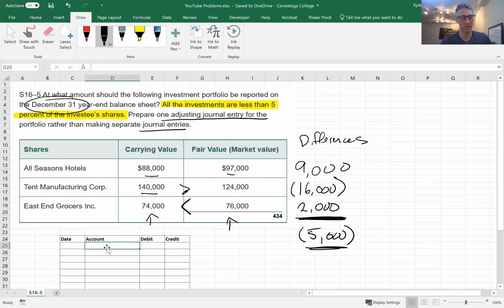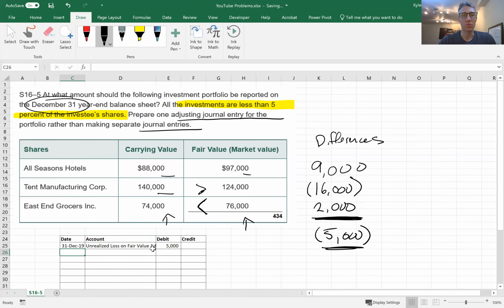So I'm going to debit an unrealized loss account on December 31st, I don't know what year it was. Unrealized loss on fair value adjustment, 5,000. That's my debit. My credit is to this fair value valuation allowance.